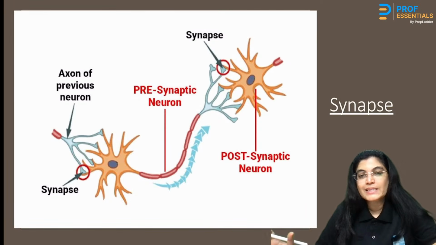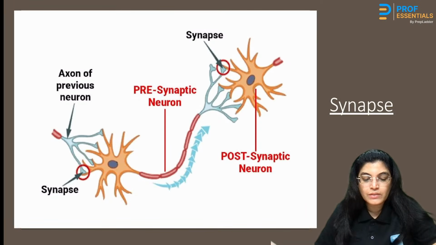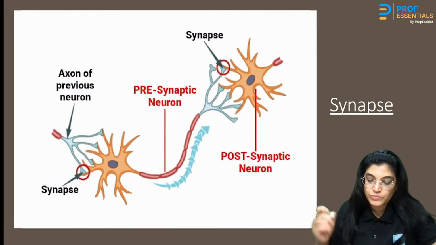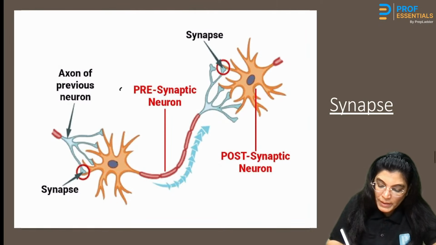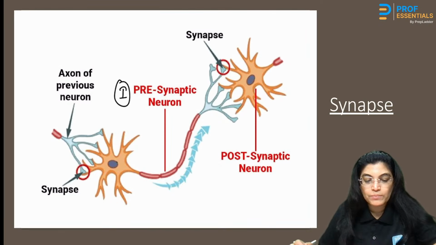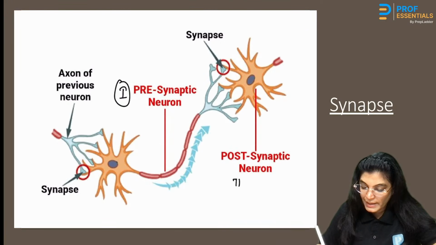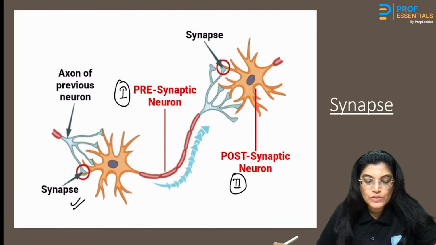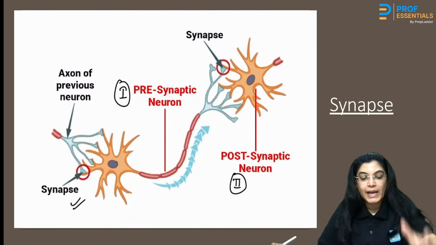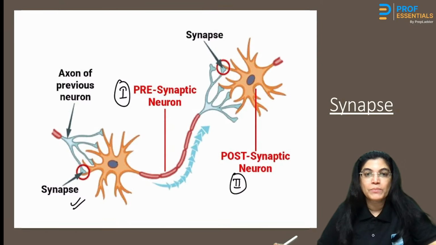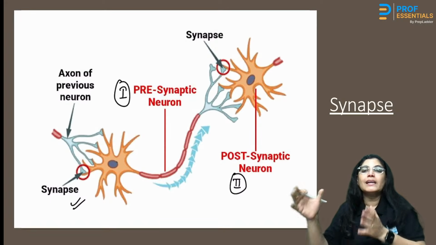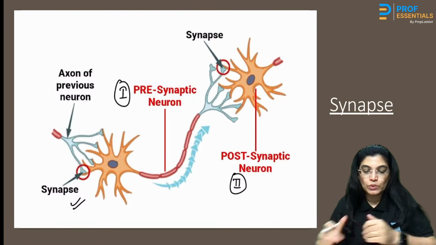It is a specialized junction. It is also important for you to know the parts of synapse. We have the presynaptic part, the postsynaptic part, and the synapse itself. We have these three parts: the synaptic cleft, the postsynaptic membrane, and the presynaptic membrane. These are the parts of synapse. So what is synapse, what are the parts of synapse, and then the classification of synapse which you have to know. Please write down.